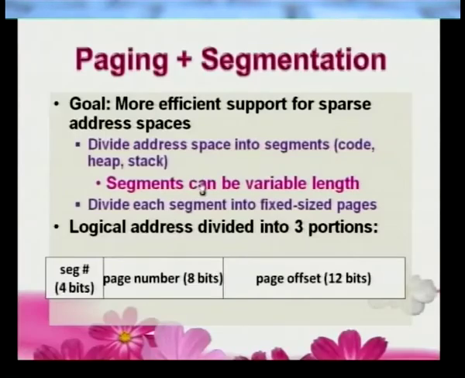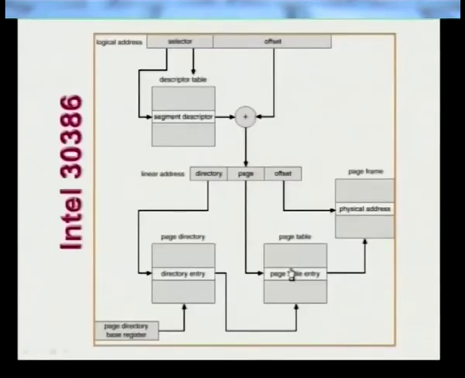The goal is more efficient support for sparse address spaces. Therefore, in this combined scheme, the logical address is divided into 3 portions: segment number, page number and page offset. This is how the mechanism would work. The logical address generated has the segment number and page number as a combined area and the offset as another area. We call the combination of P and S a selector.